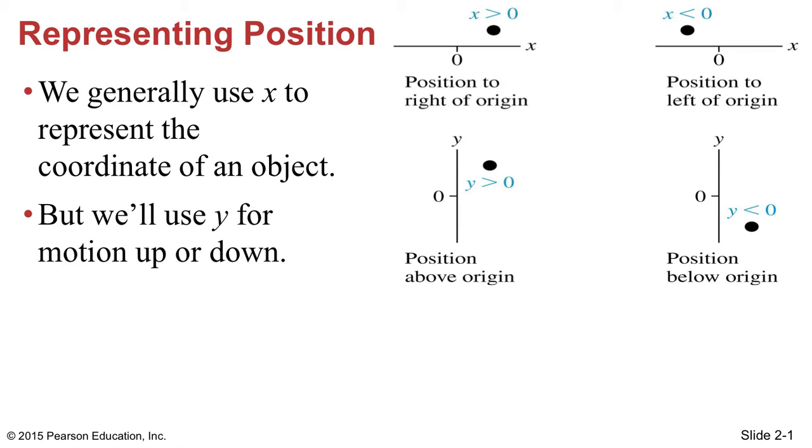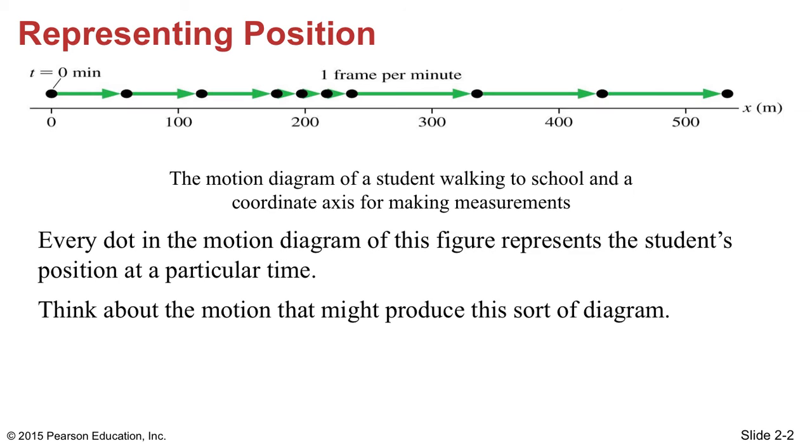Now that we've defined speed and velocity, we can start connecting those to what we already had for position and time to represent in a bunch of different ways. Remember, we generally use x to represent the coordinate of an object, but that's really for left or right motion. We'll use y for motion up or down. In chapter 2, it's not a big deal, but in future chapters it will be good to keep those separate, so it's not bad to get it in your head now.